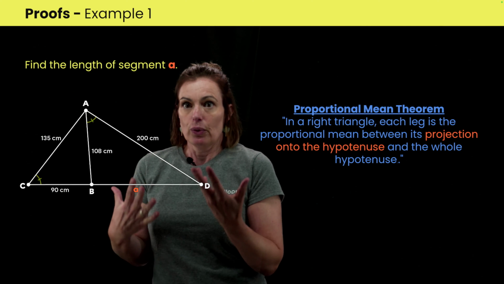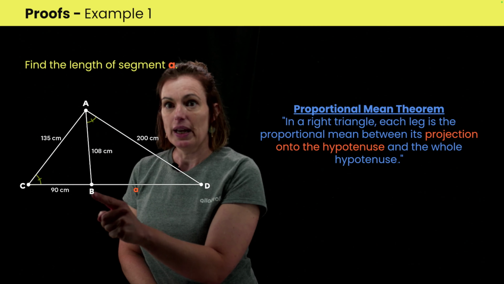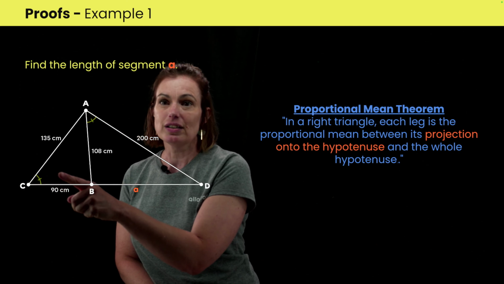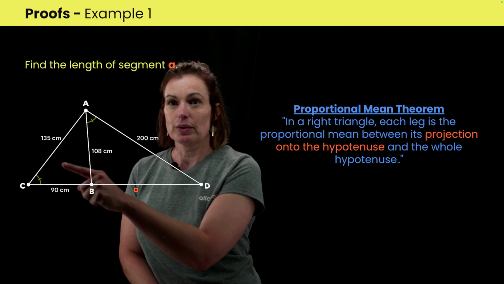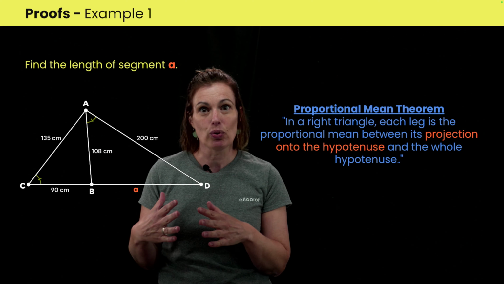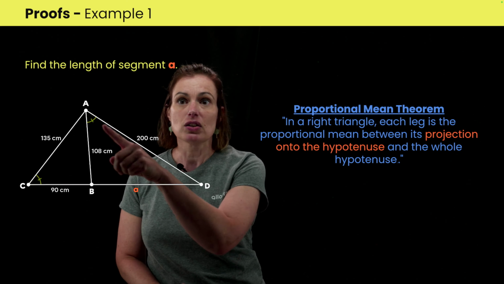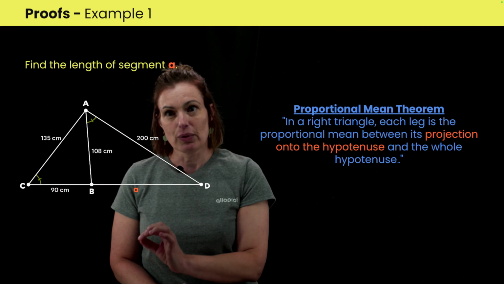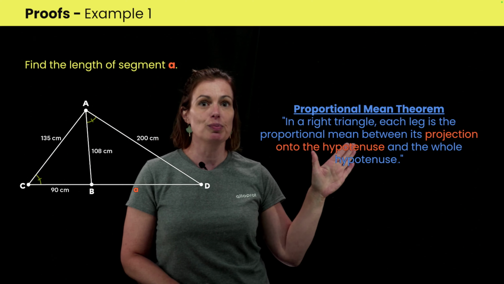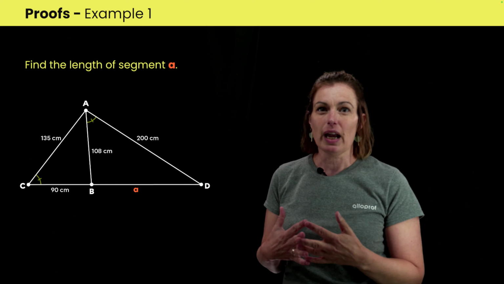So, quick calculation with the Pythagorean theorem. Remember that 108 squared plus 90 squared has got to equal 135 squared. A quick calculation on the calculator shows me that would not hold true in this case. 108 squared plus 90 squared does not equal 135 squared. So triangle ABC is not a right triangle. That means that the side AB is not perpendicular to CD, which means that my proportional mean theorem isn't going to hold true in this case. So let's take a look at other options.